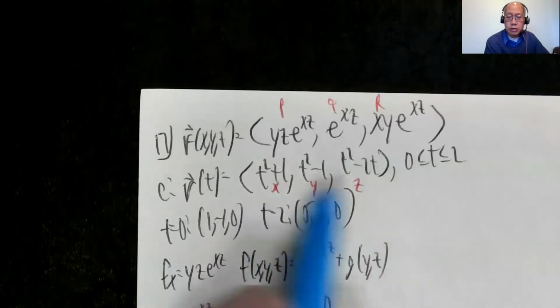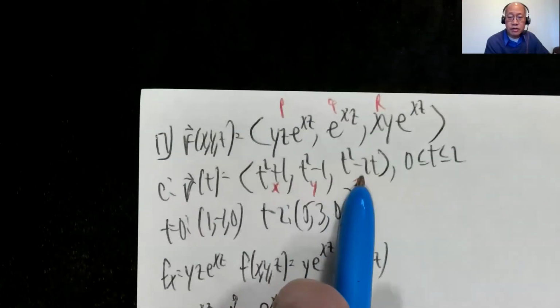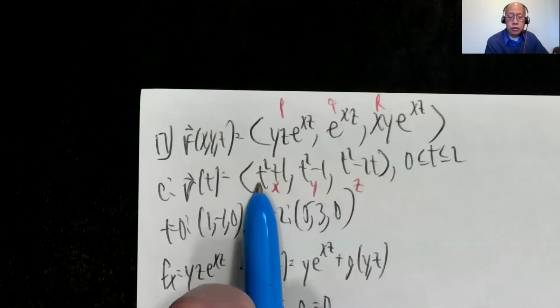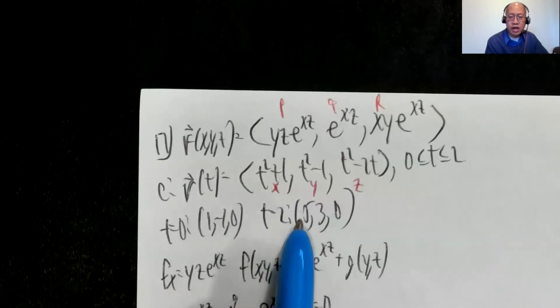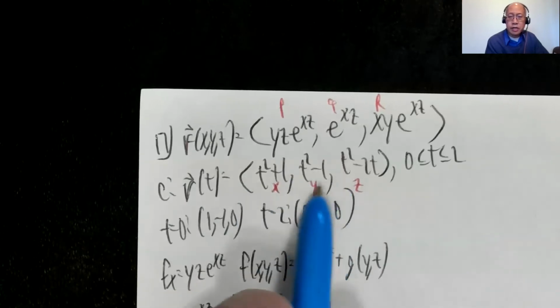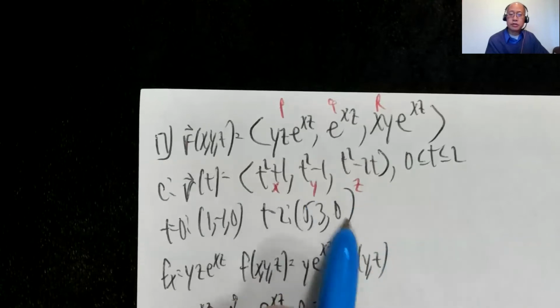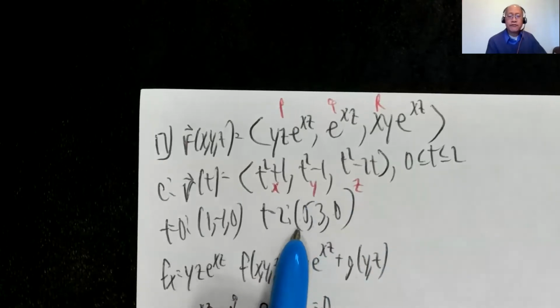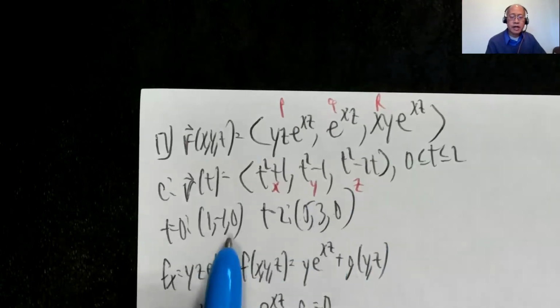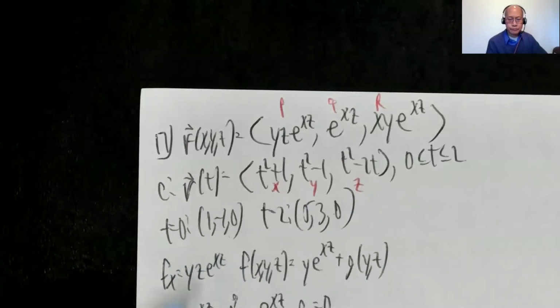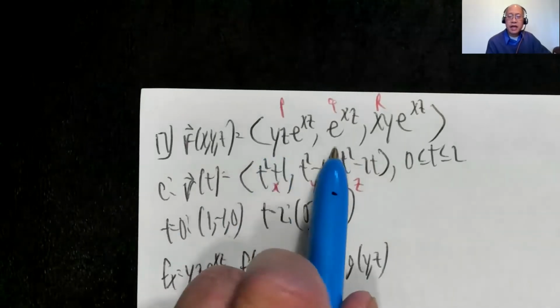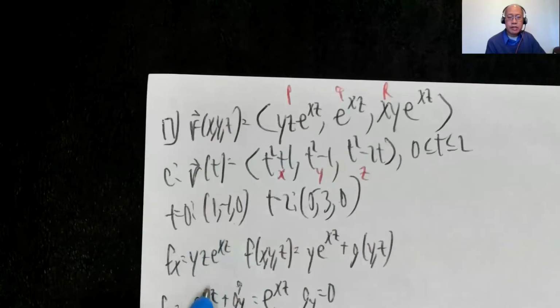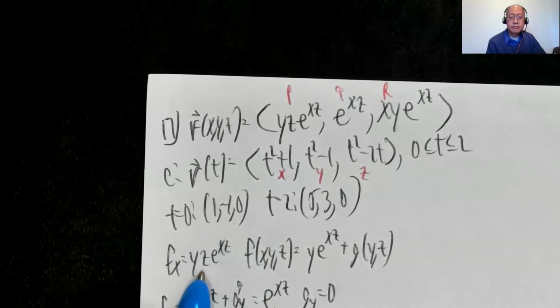So where do I start? Plug in 0, 1, negative 1, 0. Plug in 2. Let's see, 4 plus 1 is 5. 4 minus 1 is 3. And 4 minus 4 is 0. So I'm starting at (5, 3, 0), and I'm ending at (1, negative 1, 0). That's Fx, Fy, Fz. So integrate with respect to x.